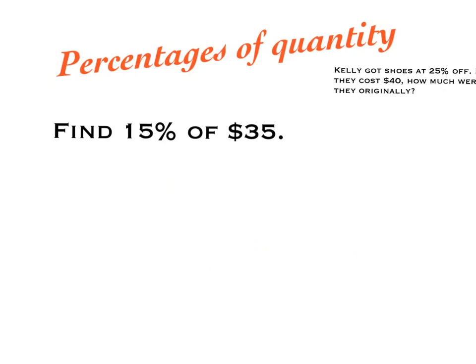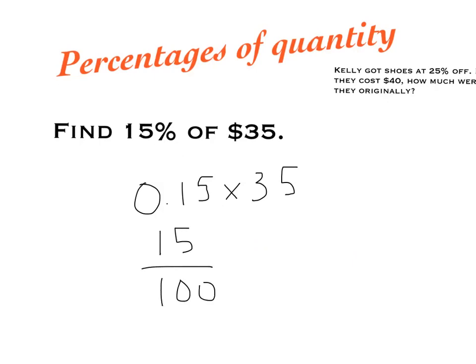How could I do it this time? 15%. How else can I write 15%? Well, I could write it like this, 0.15 times 35. Cool. That's one way to do it. What other way could I do it? I could also write it 15 over 100 multiplied by 35. Yeah, that's a cool way. Excellent. They're the two ways I can get that answer.